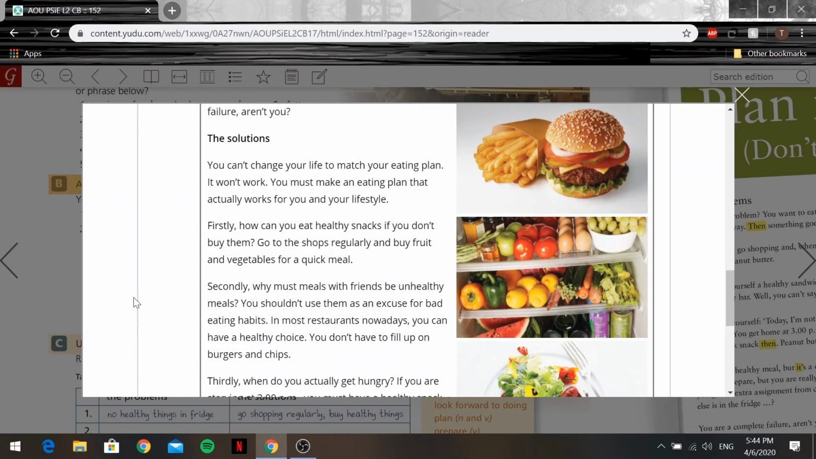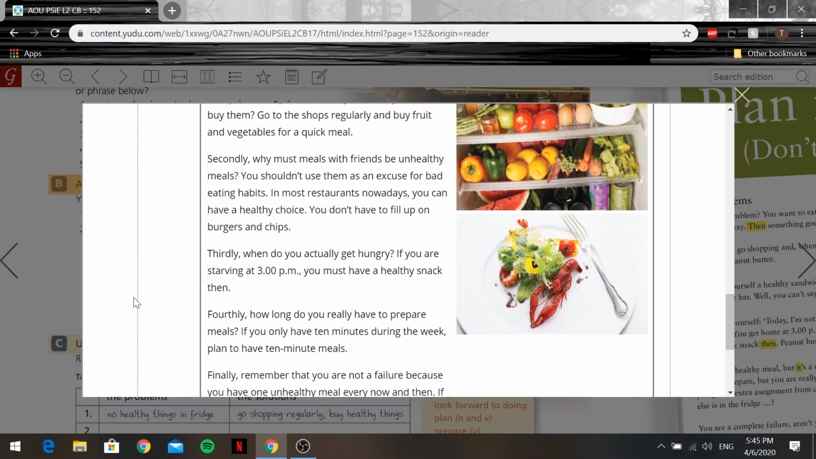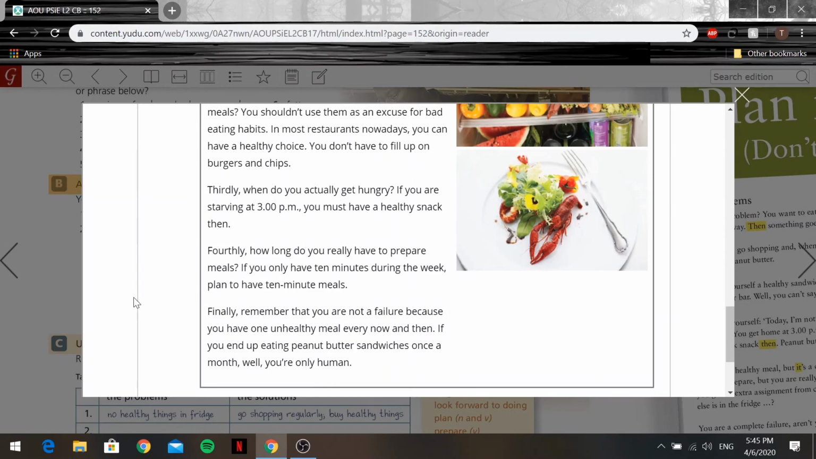Firstly, how can you eat healthy snacks if you don't buy them? Go to the shops regularly and buy fruit and vegetables for a quick meal. Secondly, why must meals with friends be unhealthy meals? You shouldn't use them as an excuse for bad eating habits. In most restaurants nowadays, you can have a healthy choice. You don't have to fill up on burgers and chips. Thirdly, when do you actually get hungry? If you're starving at 3 p.m., you must have a healthy snack then. Fourthly, how long do you really have to prepare meals? If you only have 10 minutes during the week, plan to have 10-minute meals. Finally, remember that you are not a failure because you have one unhealthy meal every now and then. If you end up eating peanut butter sandwiches once a month, well, you're only human.